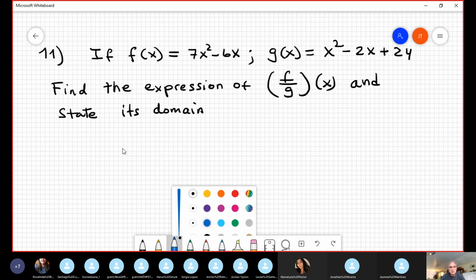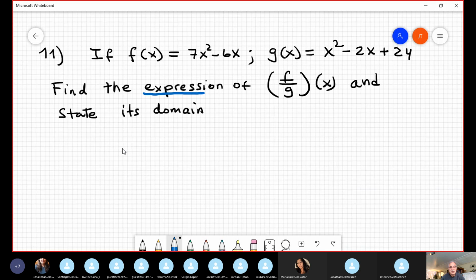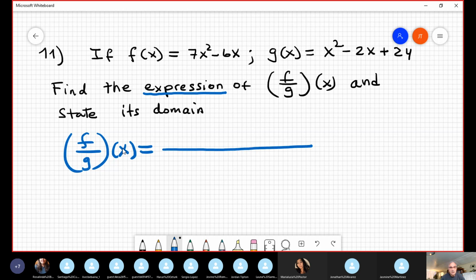Well, remember, the expression is super easy, because you just copy it. The expression f division g of x is just f in the top, which is 7x squared minus 6x, and in the bottom g, which is x squared minus 2x plus 24. And that's it. No more complication. It's just division. The confusing part is the domain.